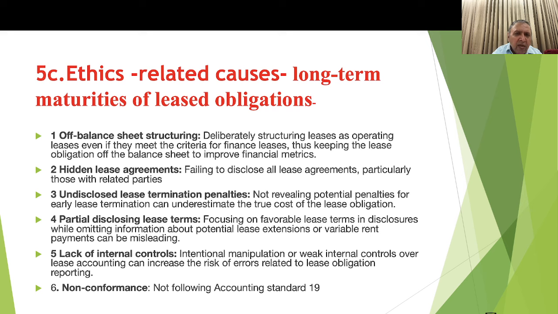Off-balance sheet structuring, deliberately structuring a lease as an operating lease even if it meets the criteria for a finance lease, thus keeping the lease obligation off the balance sheet to improve the financial metrics. Hidden lease agreements, failing to disclose all lease agreements, particularly those related to related parties. Undisclosed lease termination penalties, not revealing potential penalties for early lease termination, can underestimate the true cost of the lease obligation. Partial disclosure of lease terms. Lack of internal controls, like intentional manipulation or weak internal control over lease accounting, can increase the risk of errors related to the lease obligation. Non-conformance related is not following Accounting Standard 19 related to this.